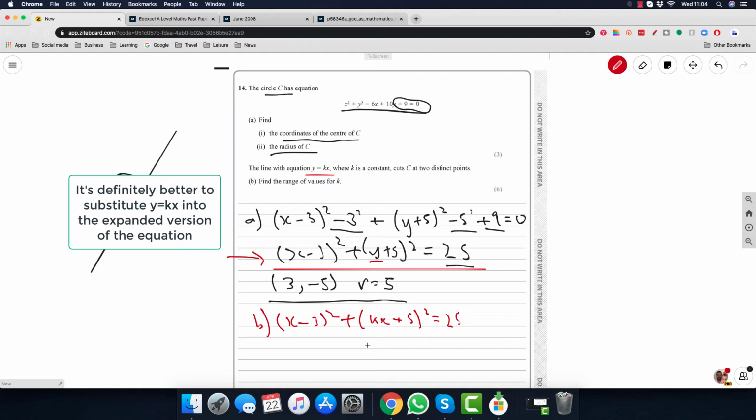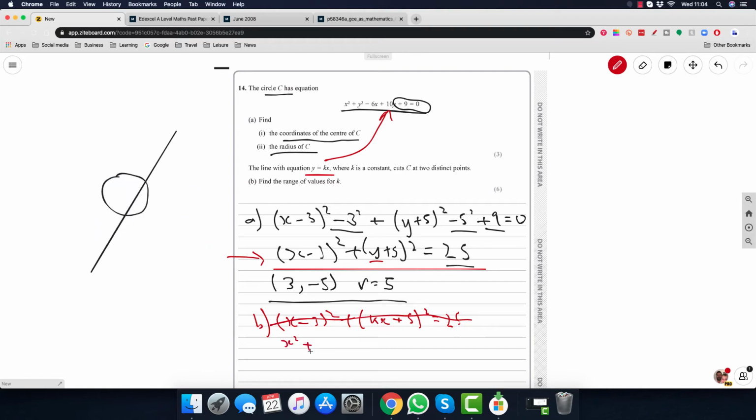Now the problem with this form is that you're going to have to expand the brackets anyway. So it may well have been better to have put y equals kx into this equation here. Let's do that, so let's not use this version. Let's go for the other one. So we've got x squared plus y squared. Well, everywhere we see y, we change it to kx. You can see that this is kind of in an expanded form already. So plus 10y, we change the y to kx, and we've got plus 9 equals 0. Either way is fine, but it's probably easier just to use the original equation with this one.